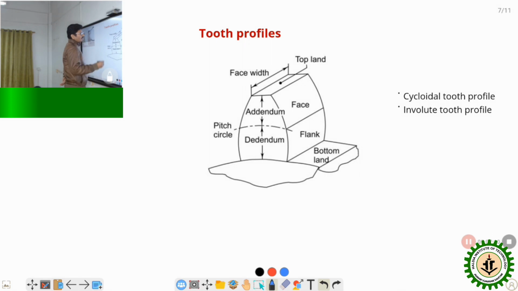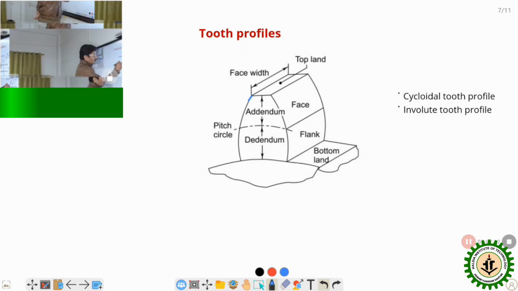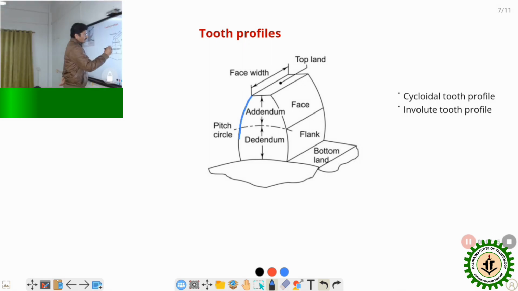As we are discussing the tooth profiles, I told you this is the curve by which the tooth is made. Now this curve cannot have any arbitrary shape. It should have some geometrical shape. It must have some geometrical shape.